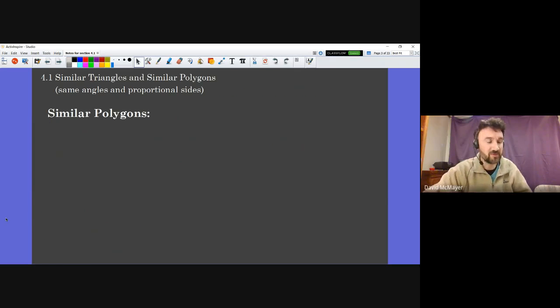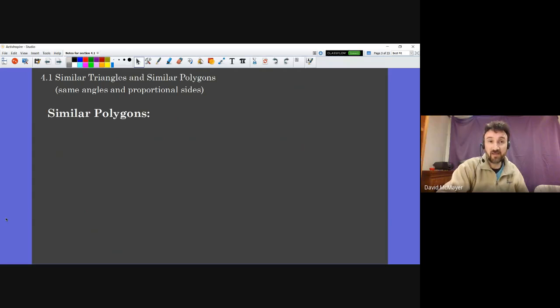So let's open up with some definitions here. So once you flip open to a blank page, and we're looking at section 4.1, the first definition I'd like to add is similar polygons. And I'm kind of grouping polygons and triangles together because, after all, triangles really are just polygons. It's a three-sided polygon.